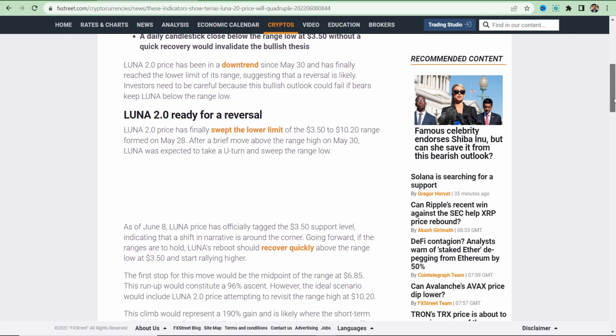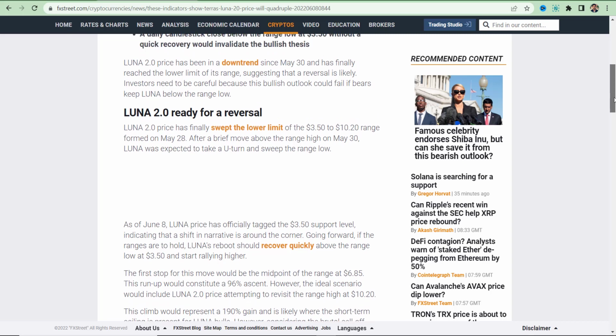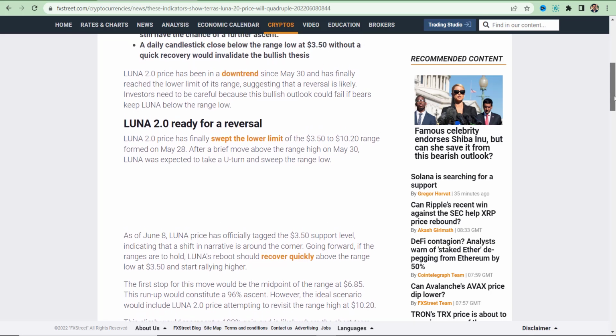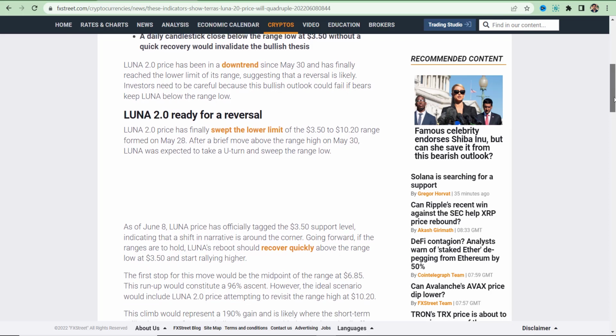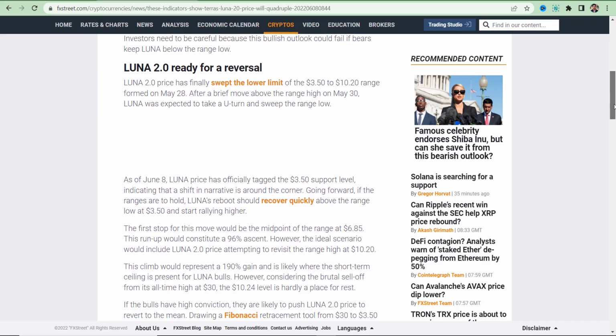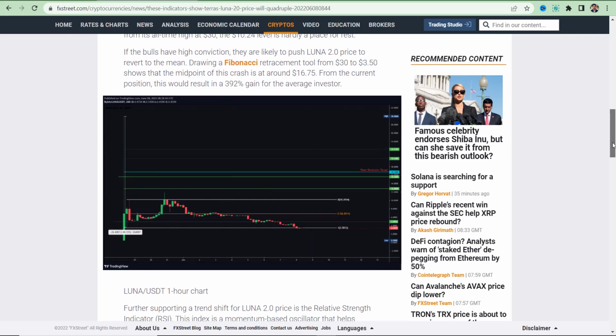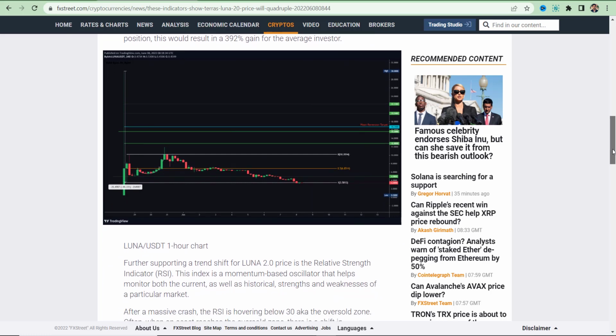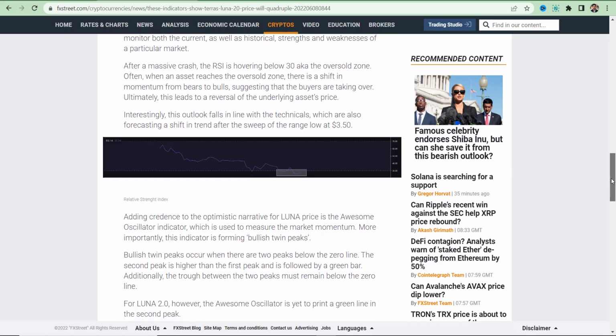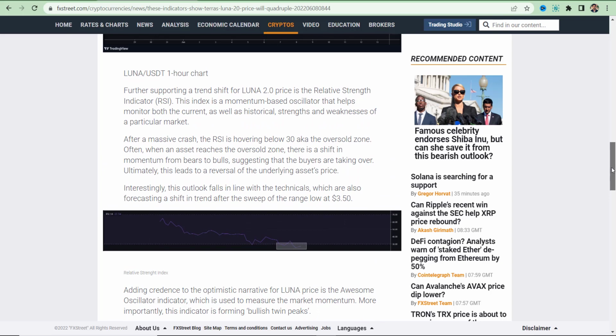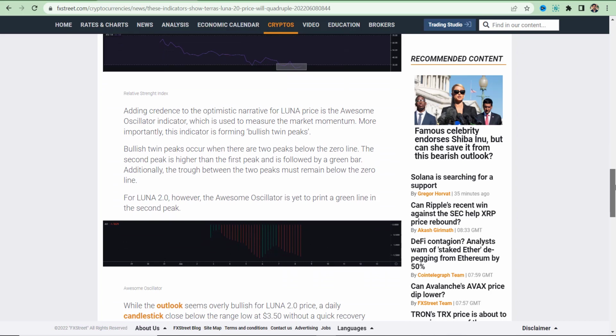So Luna 2.0 ready for reversal. Luna 2.0 price has finally swept the lower limit of the 3.0 and 10.20 range formed on May 8th. And after a brief move above range high on May 30, Luna was expected to take a U-turn. I don't know why they were expecting it to take a U-turn. Maybe that was due to this, they believe in these fibs. Oh, okay. So they saw something like a divergence. I mean, a hidden bullish divergence. This thing you see on the RSI with the price action, we call it the hidden bullish divergence.